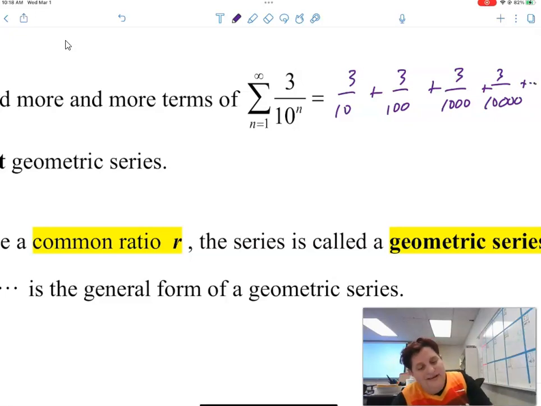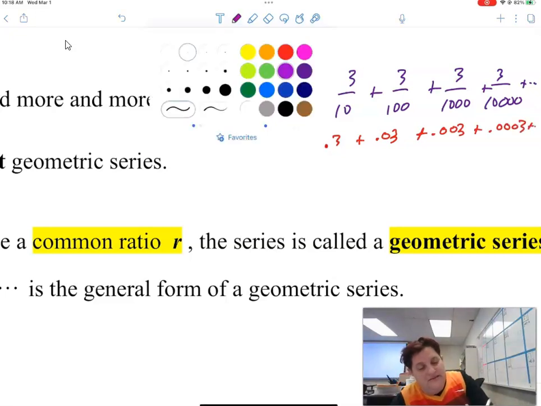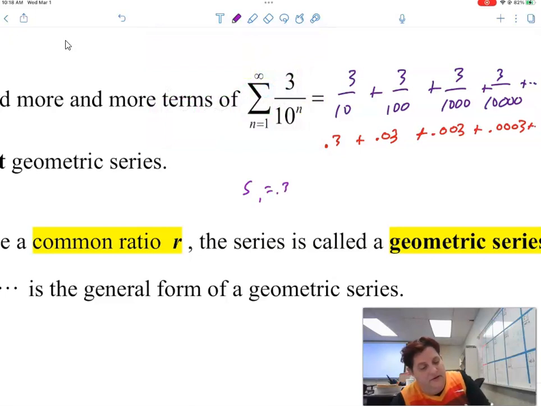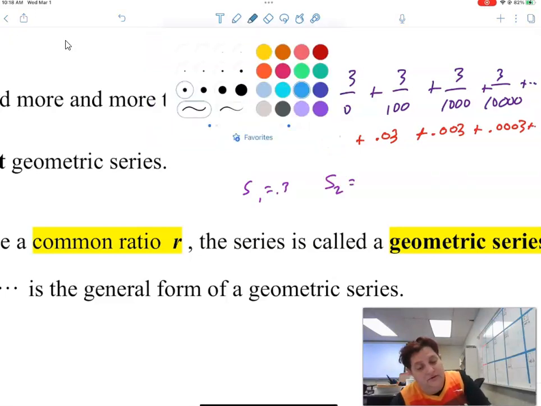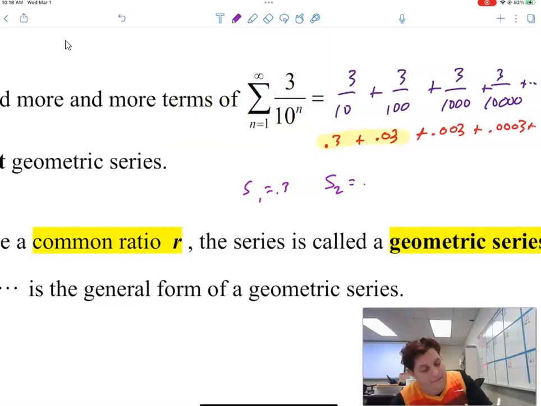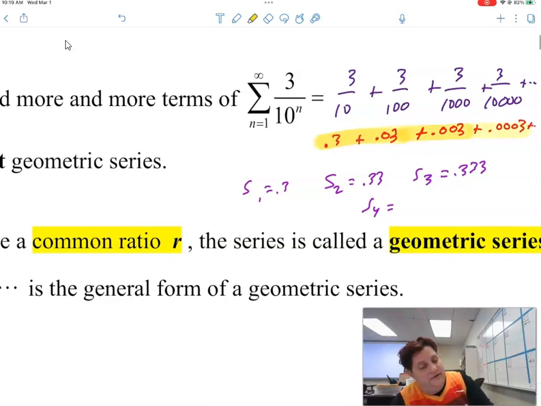Now, I'm going to write those in decimal form so you guys can see this. That's 0.3, 0.03, 0.003, 0.0003, okay? And the sum of the first number is 0.3. The sum of the first two numbers, so we're talking about here and here, 0.33. The sum of the first three numbers is 0.333. The sum of the first four numbers here is 0.3333.